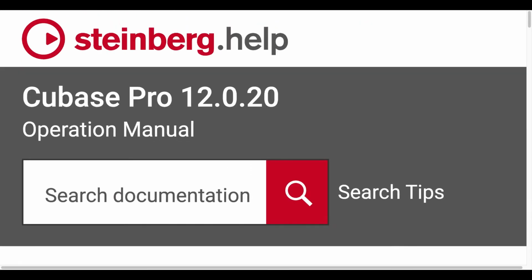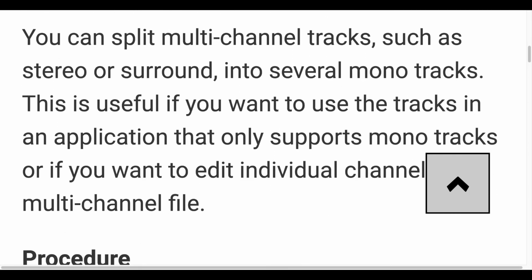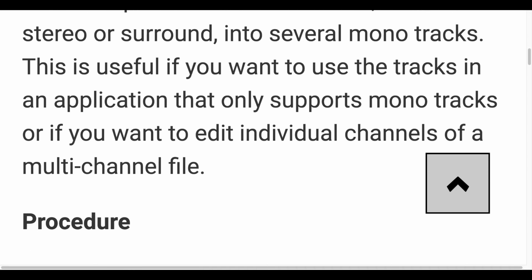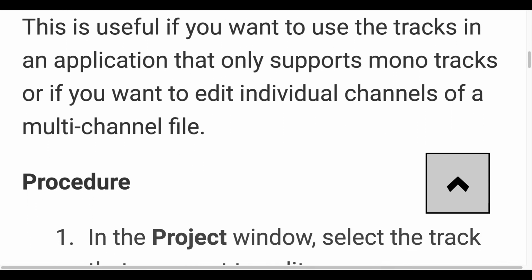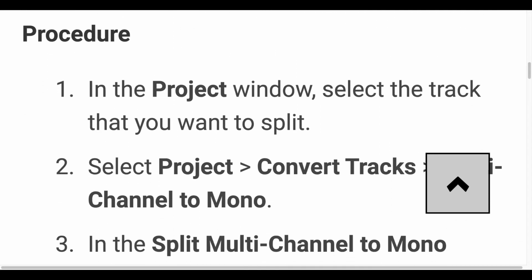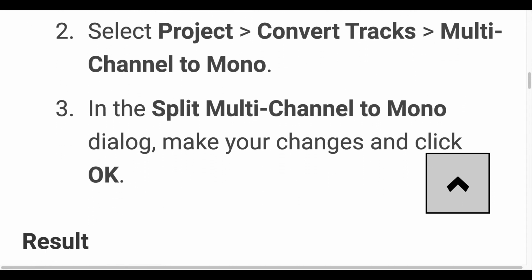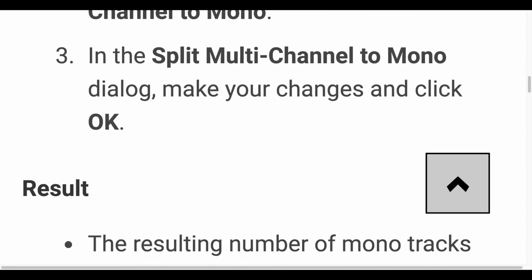Splitting multi-channel audio tracks. You can split multi-channel tracks such as stereo or surround into several mono tracks. This is useful if you want to use the tracks in an application that only supports mono tracks, or if you want to edit individual channels of a multi-channel file. Procedure. In the project window, select the track that you want to split. Select Project, Convert Tracks, Multi-Channel to Mono. In the Split Multi-Channel to Mono dialog, make your changes and click OK.